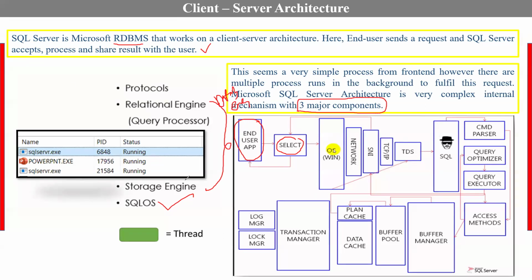These two components belong to the database engine, and this is one more component. One is the protocol layer, one is SQL OS, one is the database engine. These three are the major components, the main pillars to accept your request, to process your request, to spin the data, to provide the information to the user. These are the major three components.